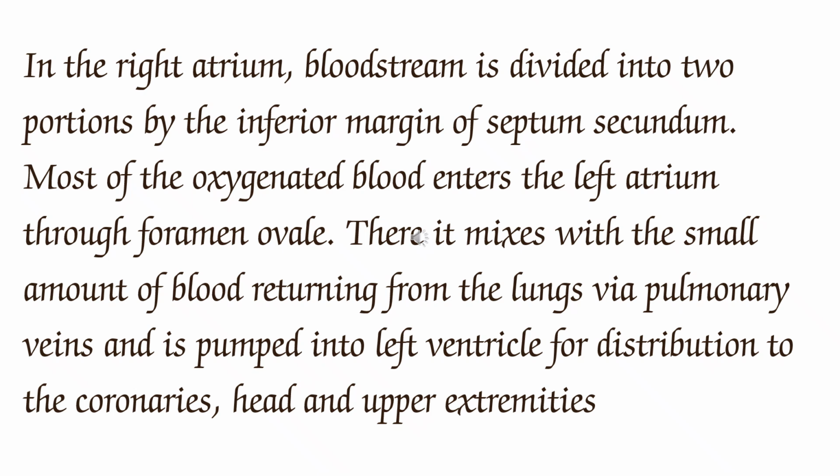From the left atrium, with the help of pulmonary veins, it reaches the left ventricle. From there, it supplies the upper portion of the body through the ascending aorta and the heart through the coronary arteries.